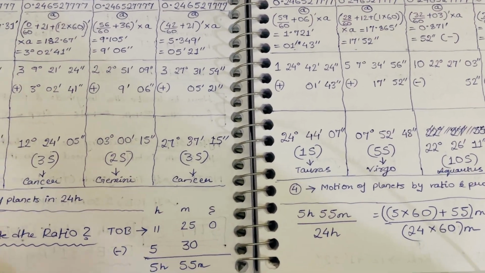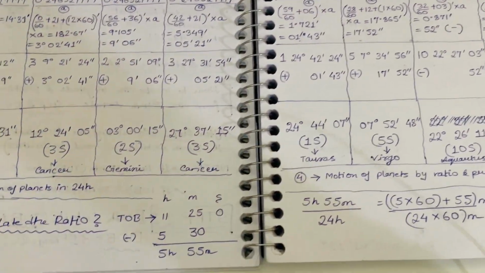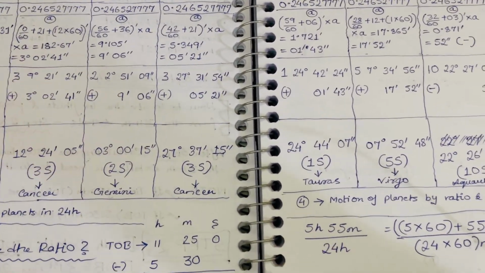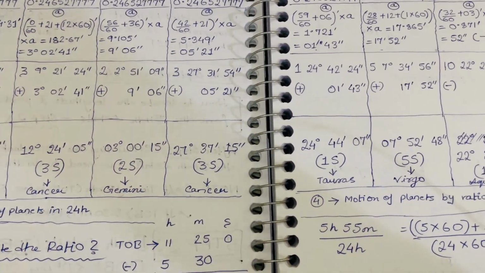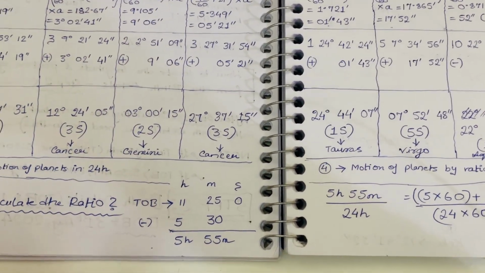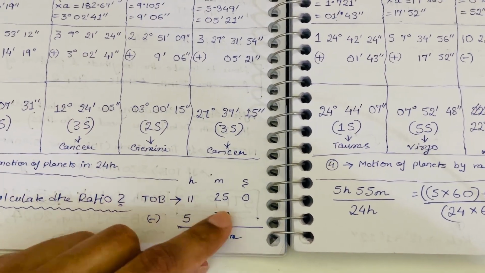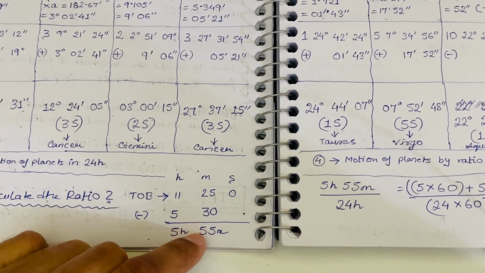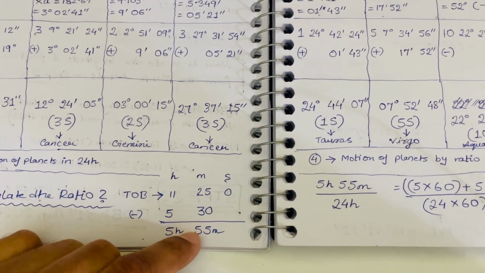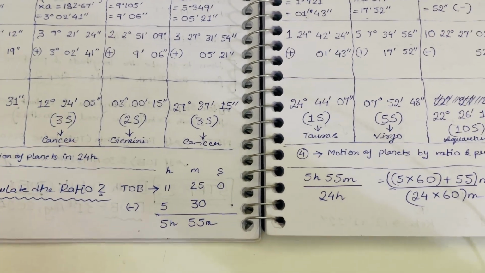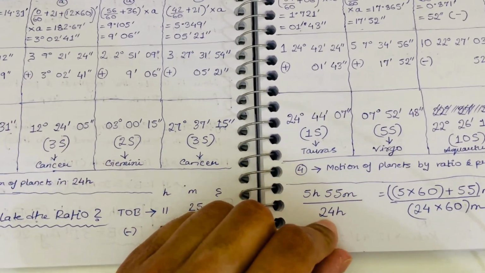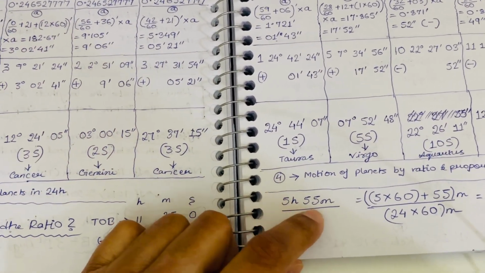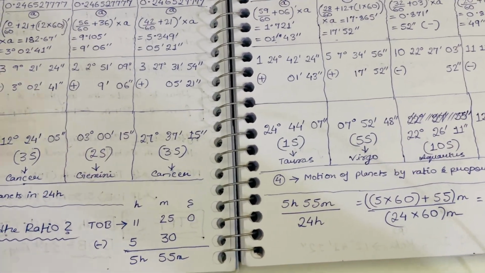It's a simple mathematical equation. Don't get tensed, don't get stressed. Once you are thorough and clear with this, whenever you calculate it manually, you will do it very easily. Just understand the simple equation: 11:25 minus 5:30 is 5 hours 55 minutes. This value becomes the numerator. The denominator will be 24. It means in 24 hours, all the planets have gone through a motion, to put it in a simple sense.